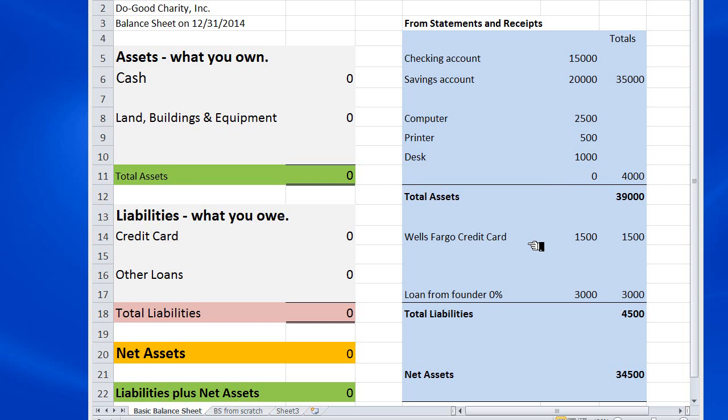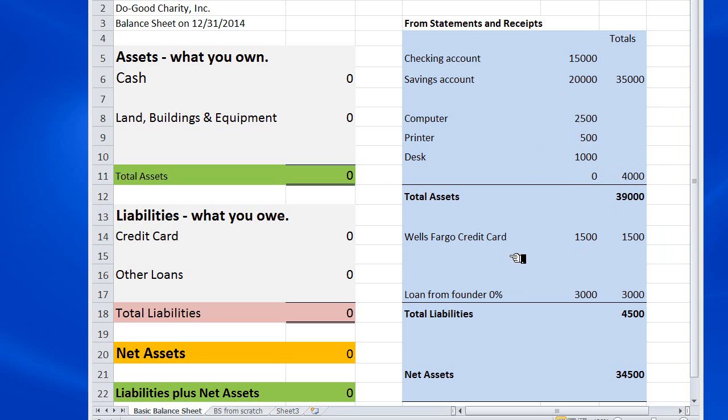So in this case, we have a checking account that has $15,000 in it, a savings account that has $20,000 in it. So we have a total of $35,000 in cash. We have a computer that we purchased for $2,500, a printer for $500, and a desk for $1,000. So we have $4,000 in office equipment. Add those two together, and we have $39,000 in total assets. We don't have any other assets. This fictitious company doesn't own a building or anything like that.